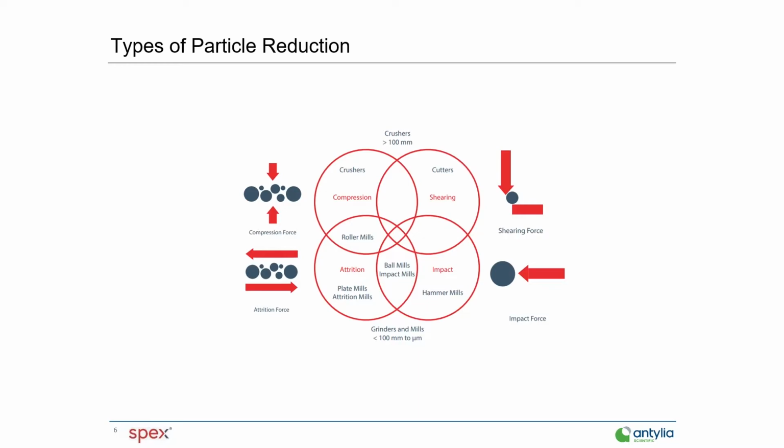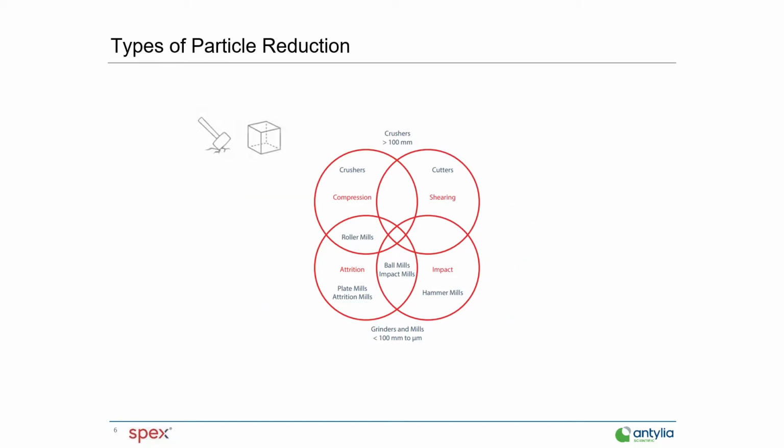So when you have these four forces, there is some overlap, but generally, if you have very large particles, you want things like crushers and cutters. For smaller particles, you're looking for attrition and impact mills, ball mills, and things like that. It also depends on those physical parameters. If they're very hard, you're probably going to be using a crusher. But if they're very soft, you're going to be turning more to the grinders and the mills.